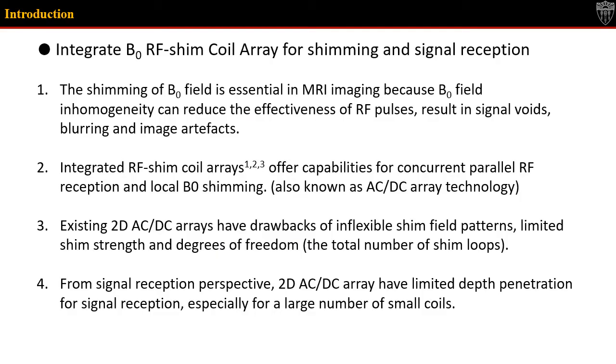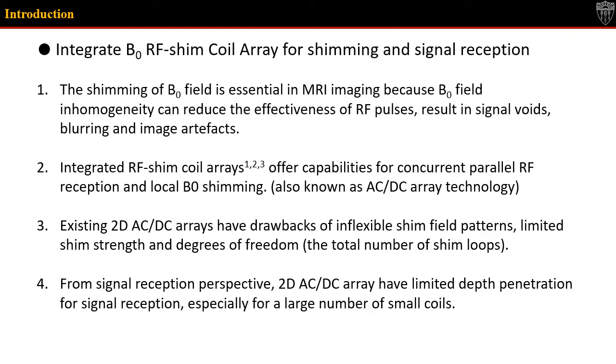First, we'll have an introduction on the integrated B0 RF shim coil array for shimming and signal reception. The shimming of B0 field is essential in NMR imaging because B0 field inhomogeneity can reduce the effectiveness of RF pulses, resulting in signal voids, blurring, and image artifacts. Integrated RF shim coil arrays offer capabilities for concurrent parallel RF reception and local B0 shimming.